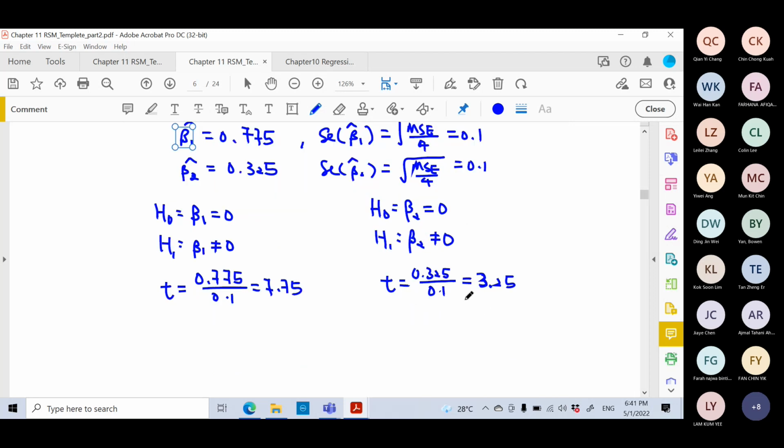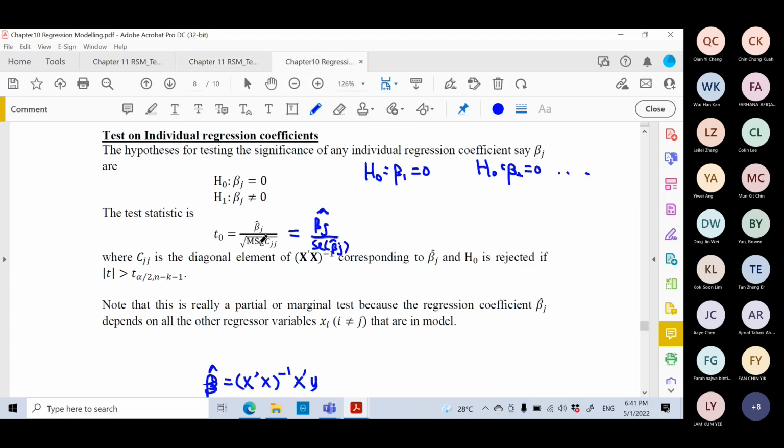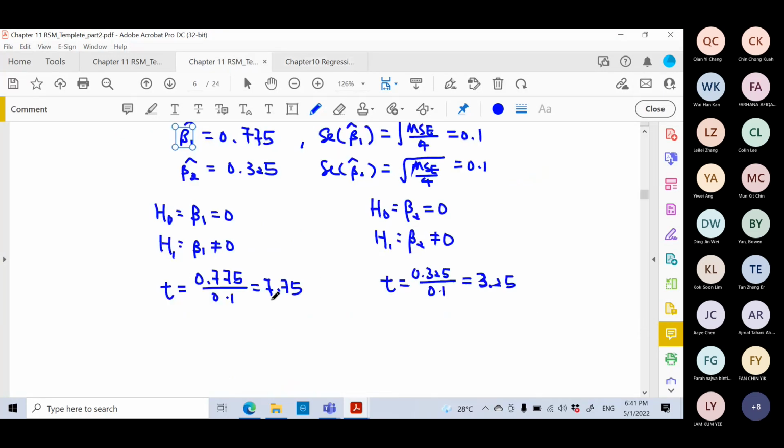Then after that, we want to test whether this is equal to 0 or not equal to 0. Besides the test statistic, we also need to set the alpha. You can recall back here: if the value here is larger than the t value under a certain alpha, then we reject H naught. If you reject H naught, it means that beta j is not equal to 0. So over here, if we compare with a certain level of alpha, this value is considered quite large. Therefore, beta 1 is not equal to 0.